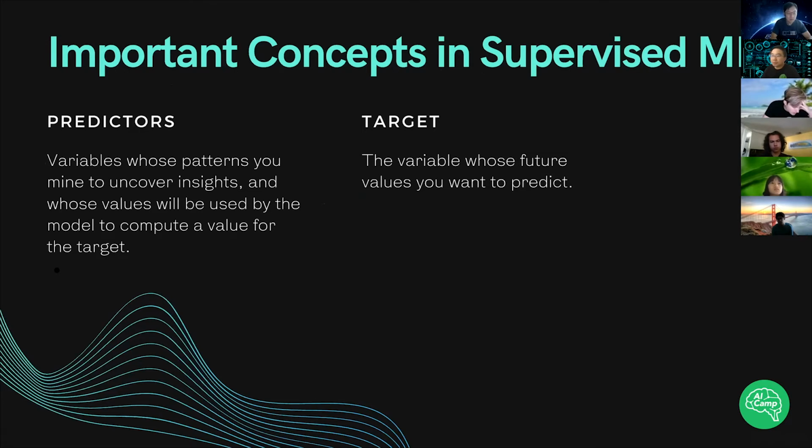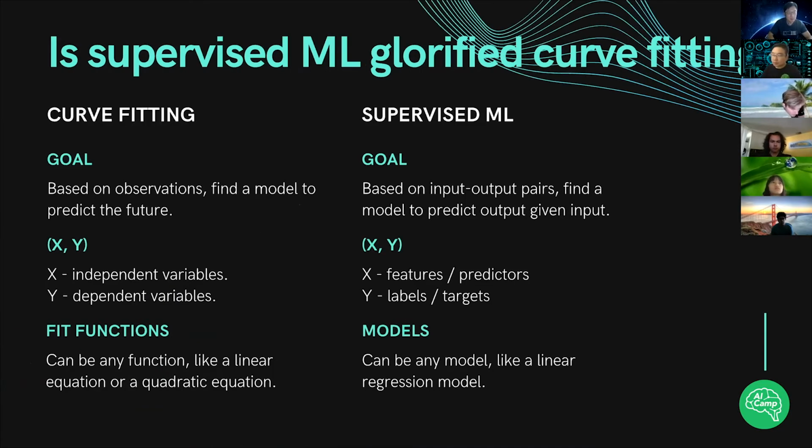The important concepts in supervised machine learning, there are two most important concepts. One is the predictors, for example, features. Predictors are variables whose pattern you mine to uncover insights, and whose value will be used by the model to compute a value for the target. That could be the time that you measured in that ball dropping kind of experiment. And the target is the variable whose future value you want to predict. That could be how far the ball actually dropped. And when you think about curve fitting, the goal, based on observation, is to find a model to predict the future.